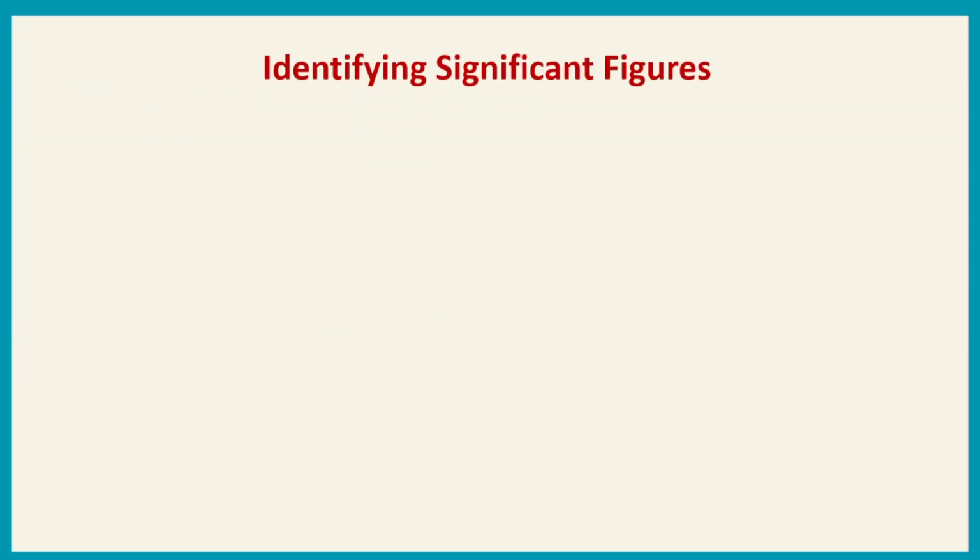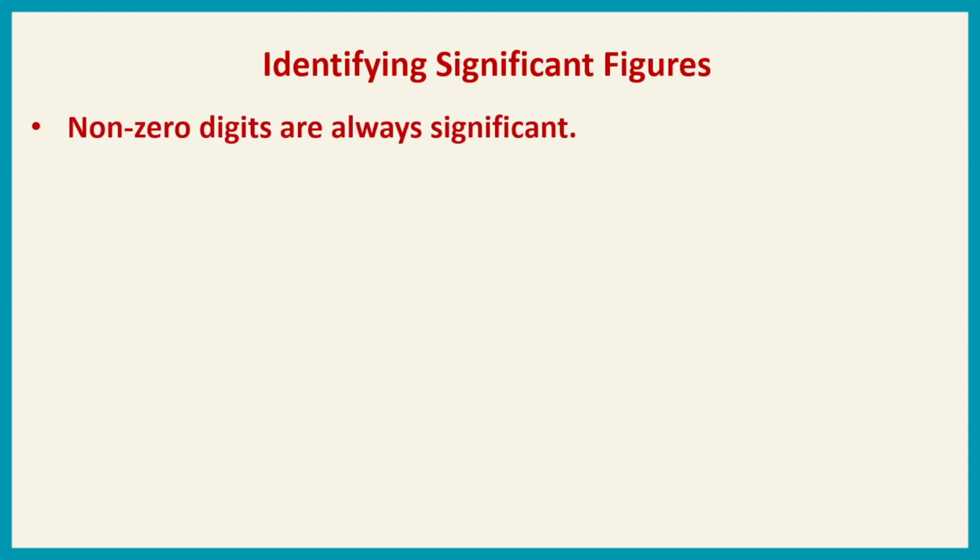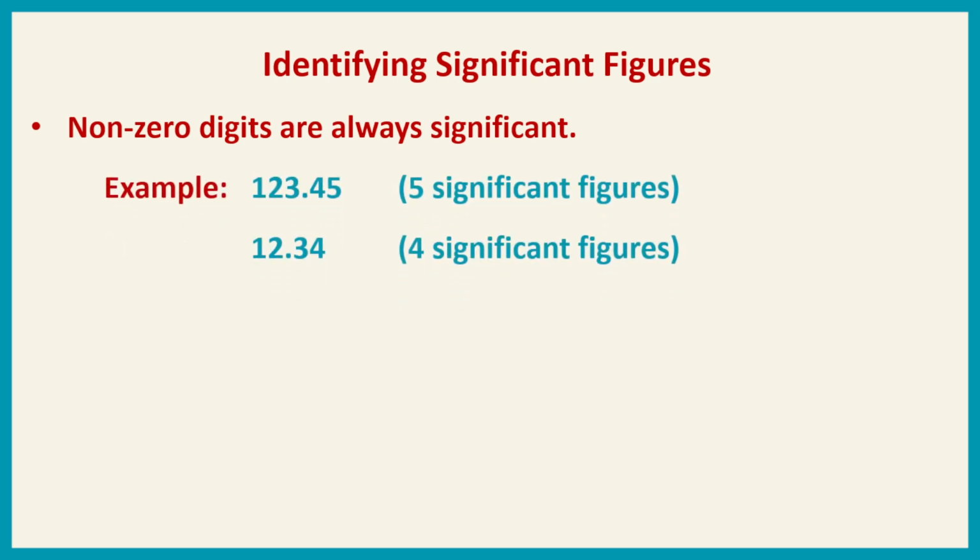Let us identify significant figures using some rules. The first one is: non-zero digits are always significant. For example, in the case of 123.45, there are 5 significant figures and the digits are 1, 2, 3, 4 and 5. In the case of 12.34, there are 4 significant figures and the significant digits are 1, 2, 3 and 4.